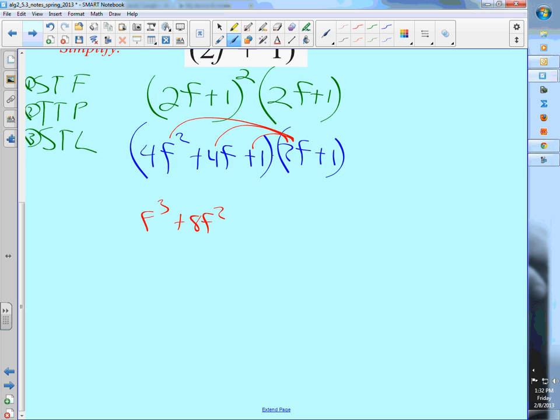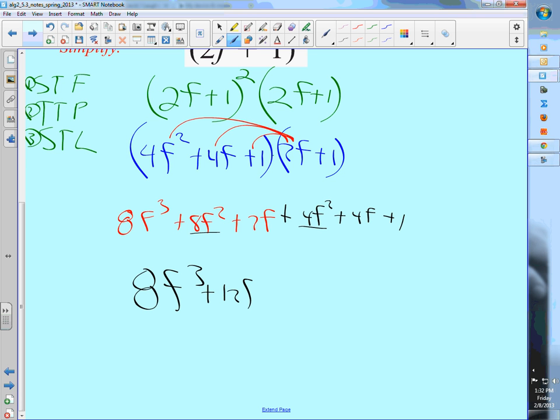Yeah, this is still 8. 8f cubed, 8f squared, 2f. And then we distribute the 1, plus 4f squared plus 4f plus 1. So when it's all said and done, plus 6f plus 1. So we're double distributing the 2f and the 1.